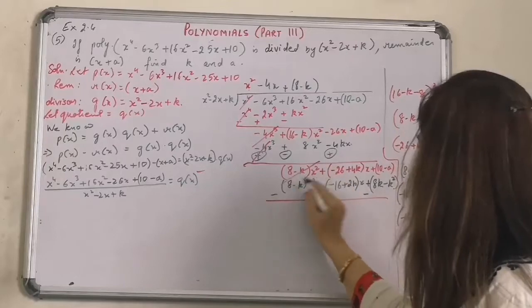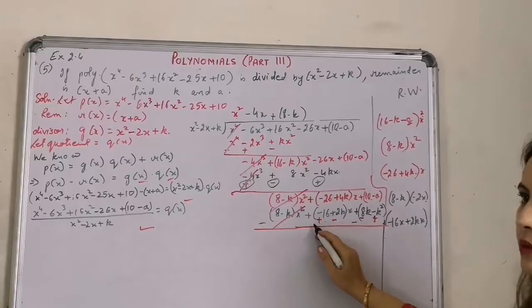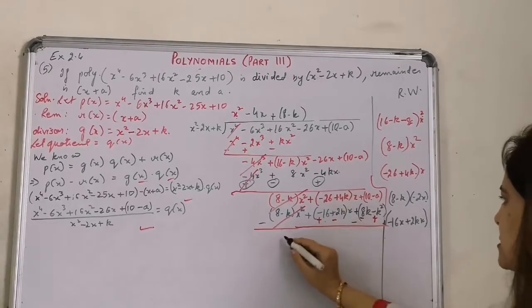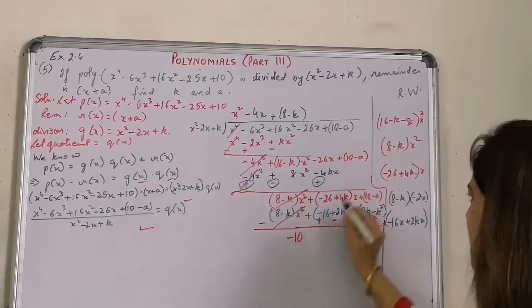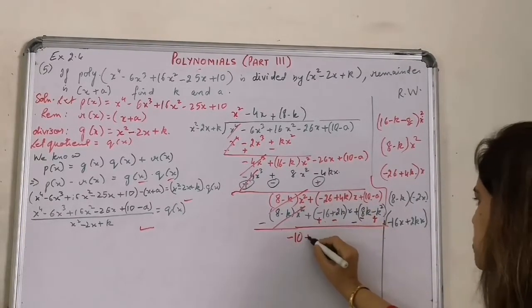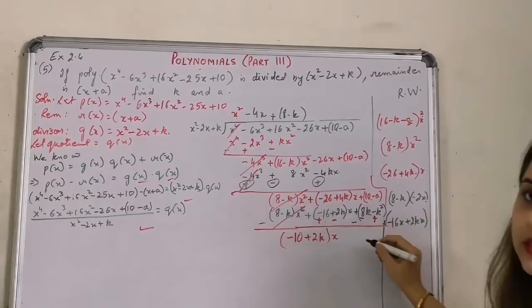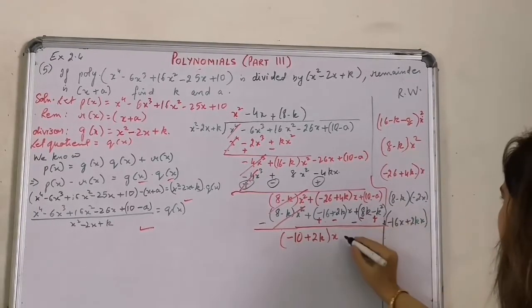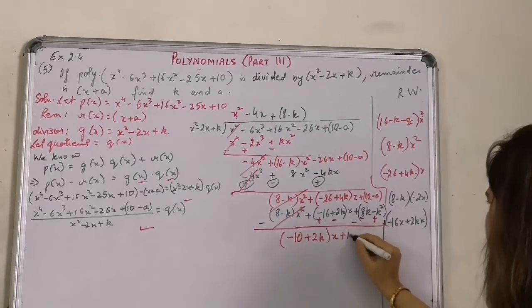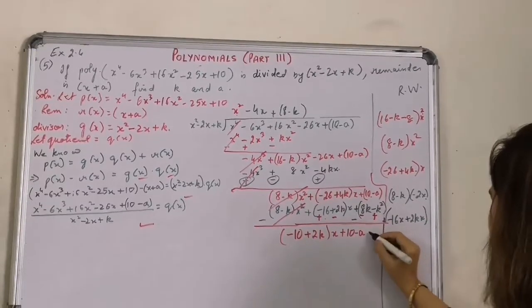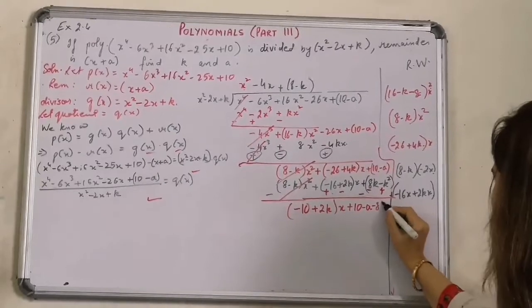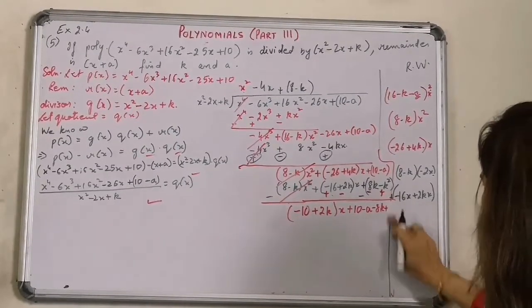The first one is over and gone. Now minus 26 plus 16 is minus 10, plus 4k minus 2k is plus 2k, into x. Now let's work on the constants. This is plus 10 minus 8 minus 8k plus k square.